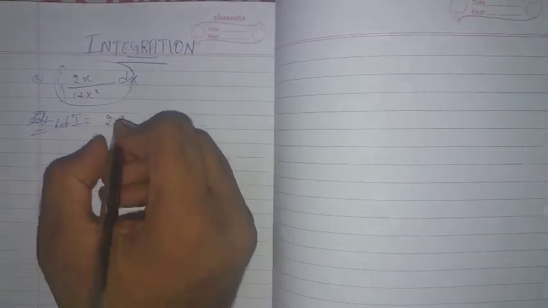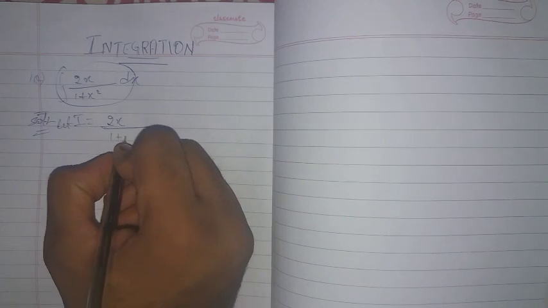So here's the solution, guys. Let I is equal to integration of 2x by 1 plus x square dx. We need to take t as 1 plus x square. So what do we get? Differentiate this one, we'll get 2x dx is equal to dt.